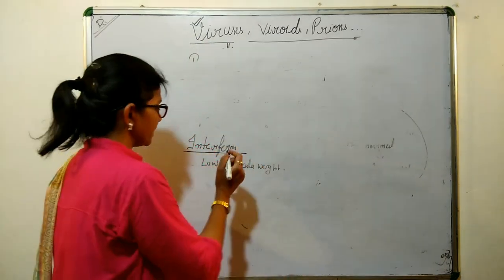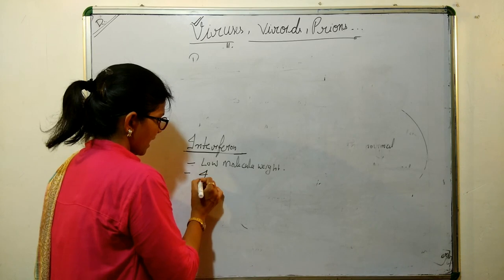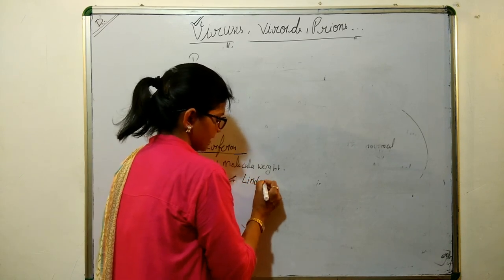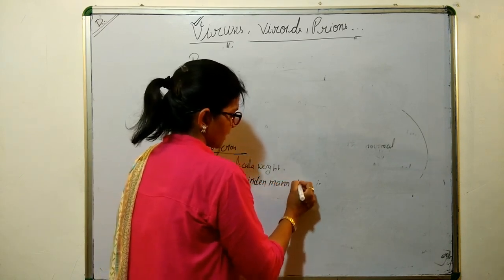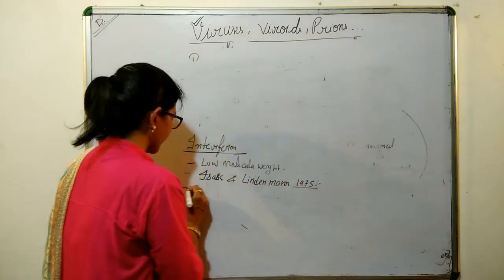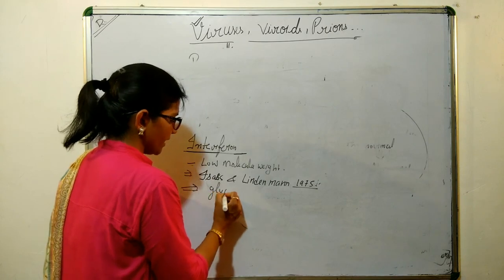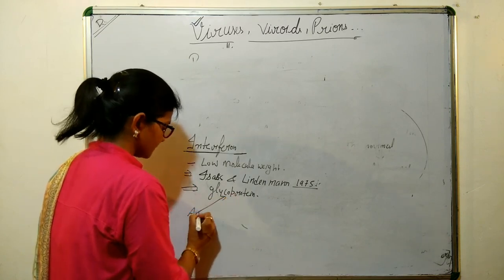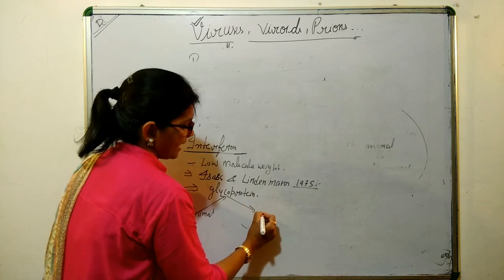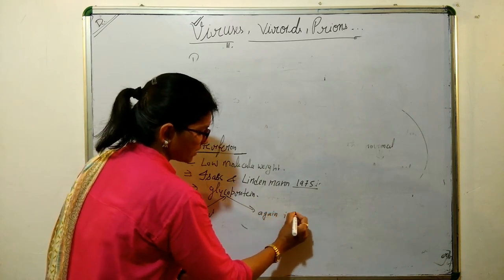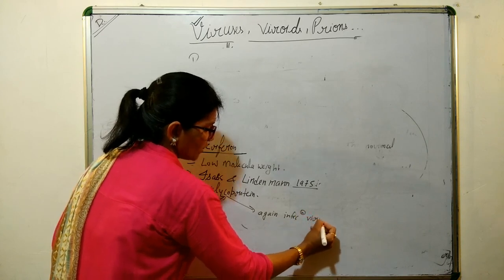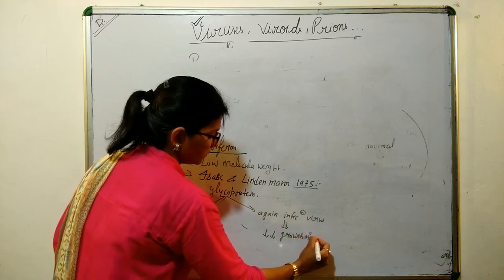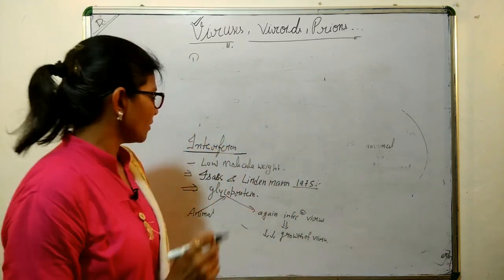These interferons were discovered by Isaacs and Lindenmann in 1957. What they found is that these are glycoproteins released by animals. Why are they released? Against infection of viruses. And what do they do? They inhibit growth of viruses. Okay, so it was all about the interferon.